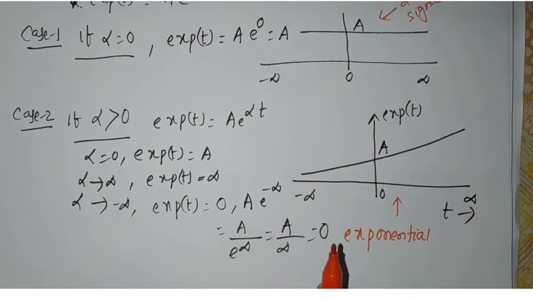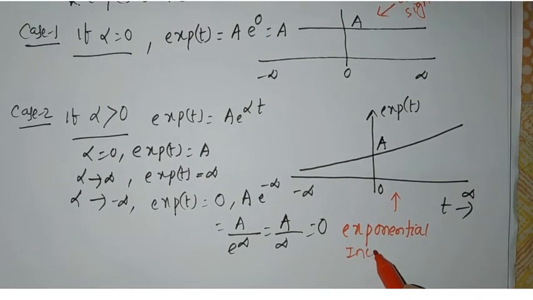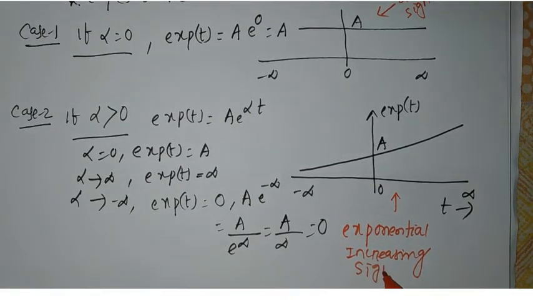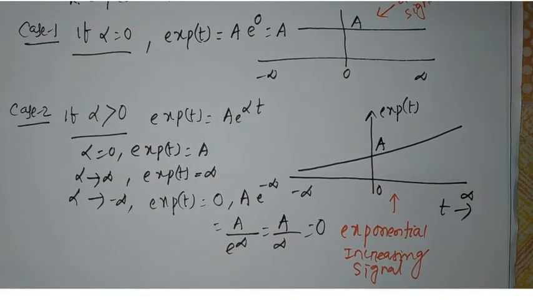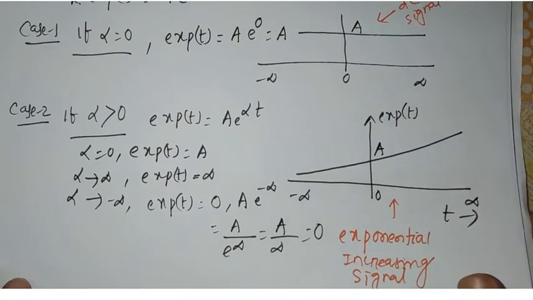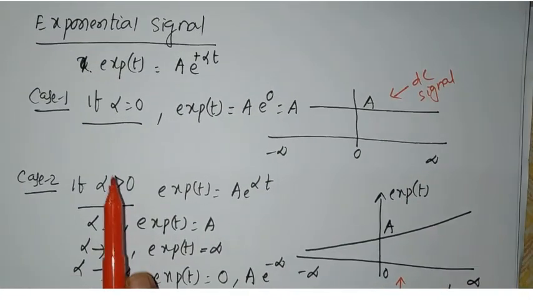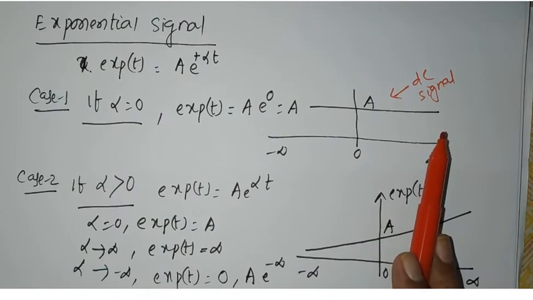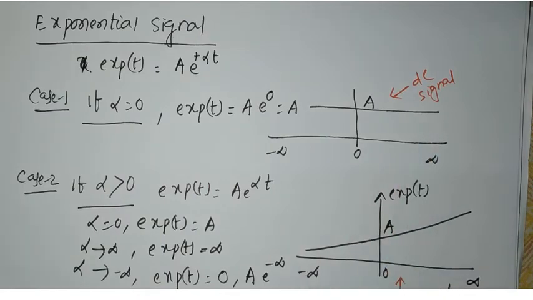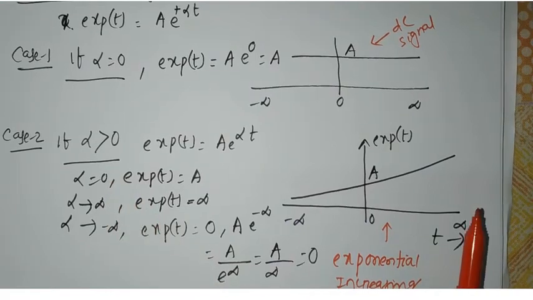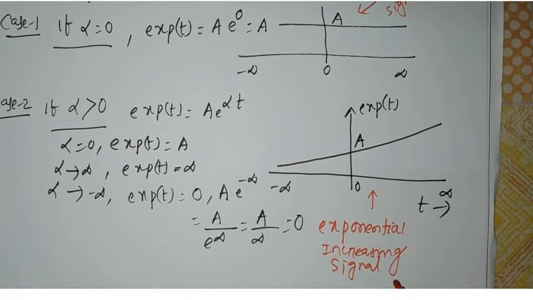Exponential increasing signal. Okay, now what is the third case? So what you got? Two cases you got. When alpha equals 0, it is a DC signal, and when alpha greater than 0, you are getting an exponential increasing signal.